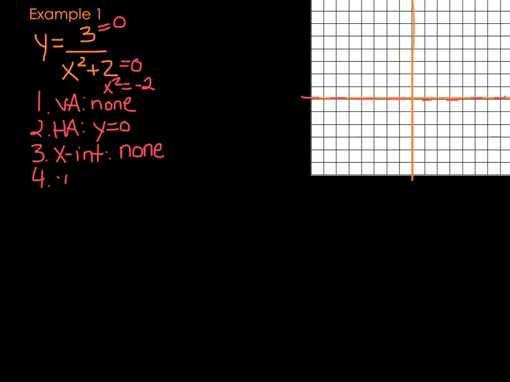Fourth thing, y-intercepts. To find your y-intercepts, you plug a 0 in for x. So if I had 3 divided by 0 squared plus 2, I would get 3 halves. So when x is 0, y is 3 halves.